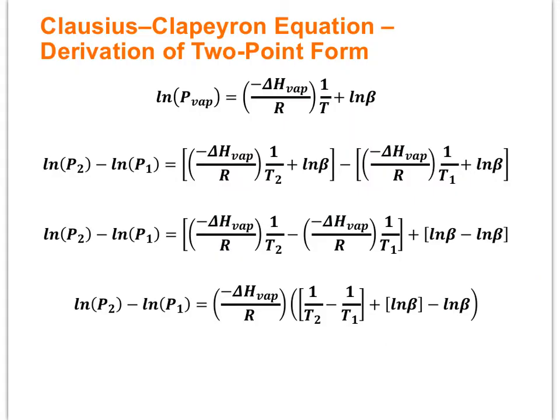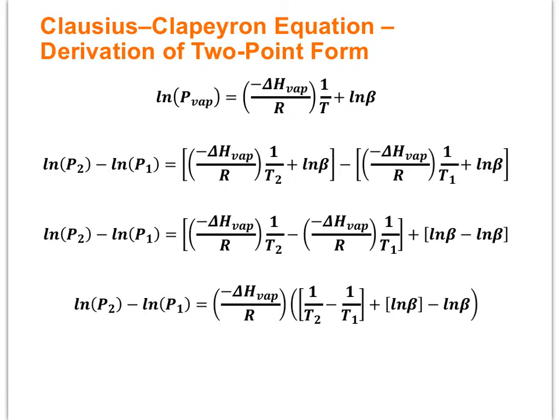Okay, so the linear form is one form of the Clausius-Clapeyron equation. What we find is that in some cases, especially in a general chemistry class, there are situations where it's convenient to use a 2-point form of the equation. So this slide shows how we go from the linear form to the 2-point form. And it will actually take 2 slides to get there, right?